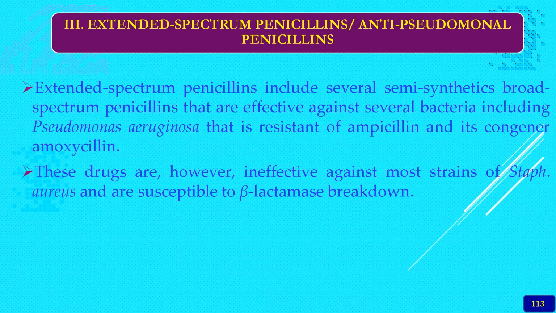The third category is the extended spectrum penicillins, also known as anti-pseudomonas penicillins. These drugs are specifically developed for treating Pseudomonas aeruginosa, which is resistant to almost all antibiotics. These drugs are ineffective against most strains of Staph aureus and are susceptible to beta-lactamase breakdown. In such conditions, the extended spectrum penicillins are used.